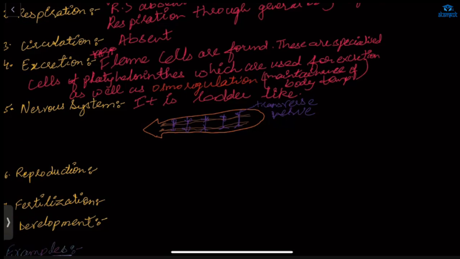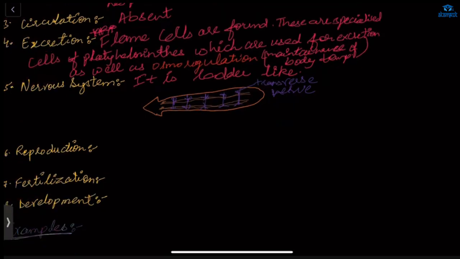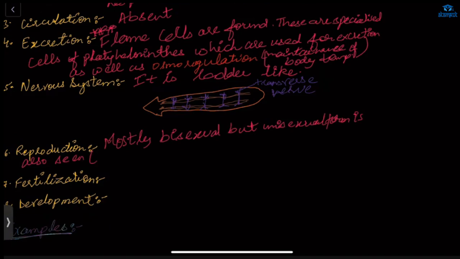Now reproduction. Reproduction will be both sexual and asexual because they are in the parasitic form. Parasitic forms mostly prefer the asexual mode of reproduction, double division, meaning quick division to stay in the body of the host. They are mostly bisexual, but the unisexual form is also seen in Schistosoma. Remember this name. Schistosoma has a unisexual form; except this, everyone will be having a bisexual form. Reproduction will be sexual and asexual both.